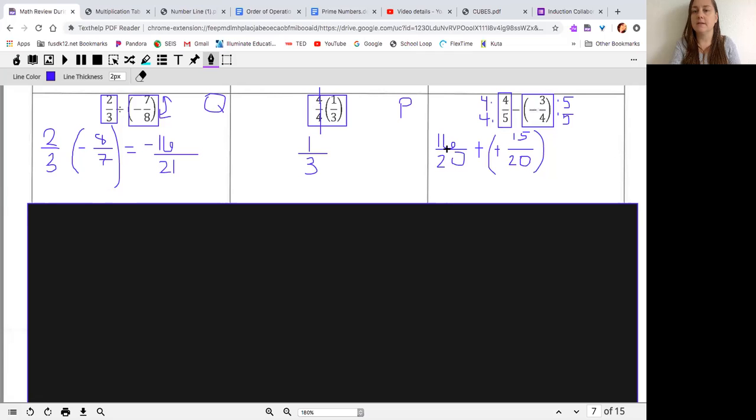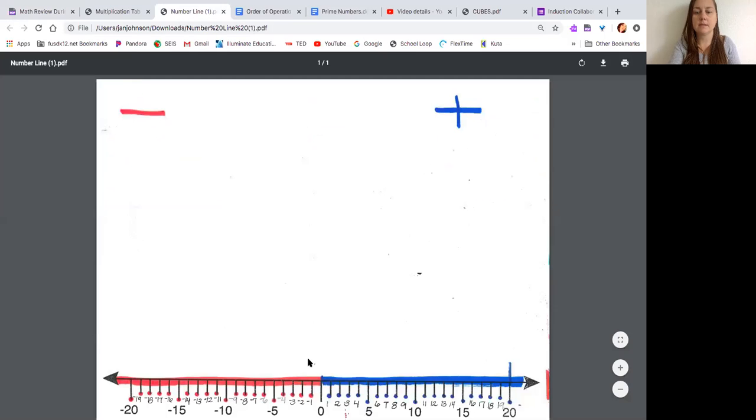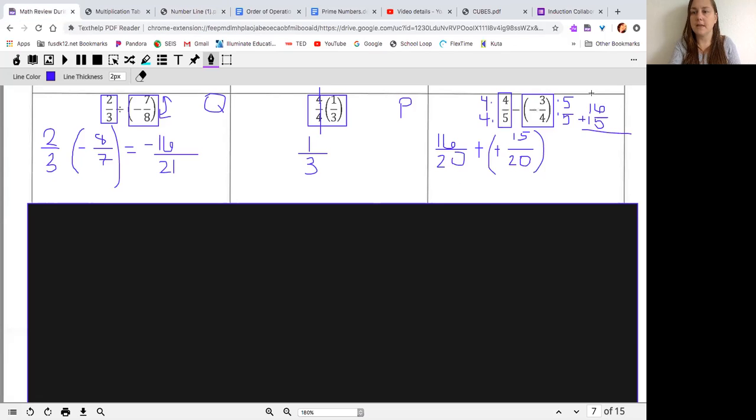If this is hard for me to add, I can stack them up. Plus 15. Use my number line. 6 plus 5, 1, 2, 3, 4, 5 is 11. Need to remember to carry that 1 down here, and then I have 1, 2, 3. 31, so that equals 31 over 20.